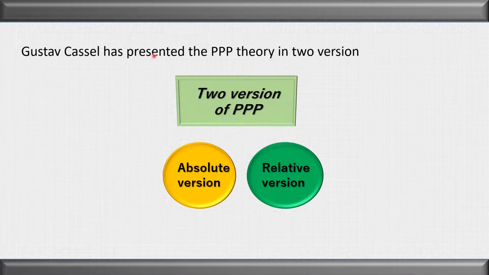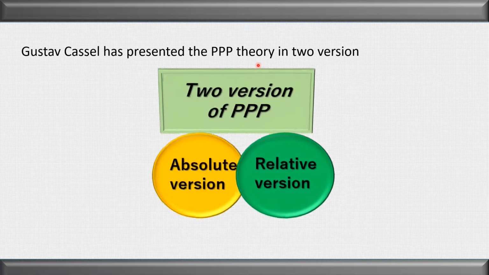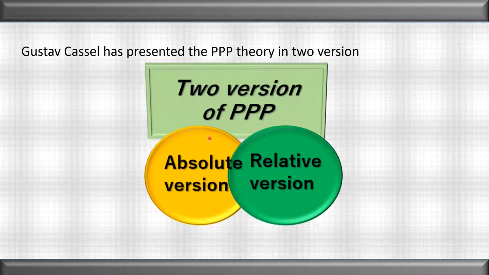Gustav Cassel has presented the purchasing power parity theory in two versions. So tell me the versions of the theory. The theory has two versions. Number one, absolute version, and number two, relative version. So how many versions does this theory have? Two. Absolute version and relative version.